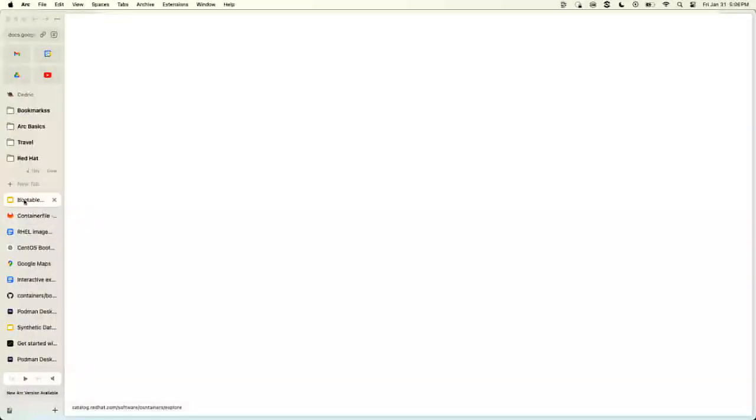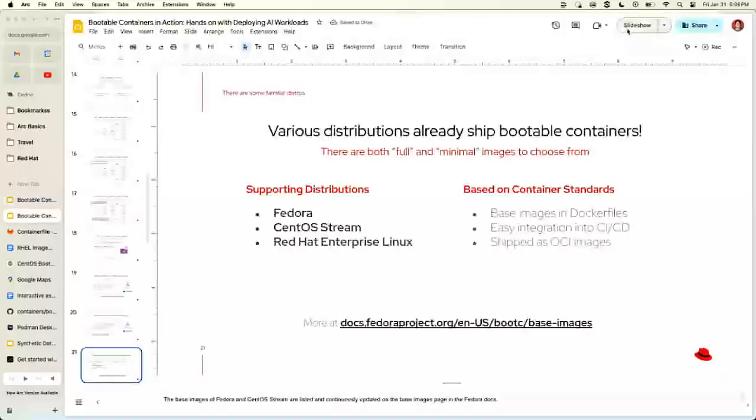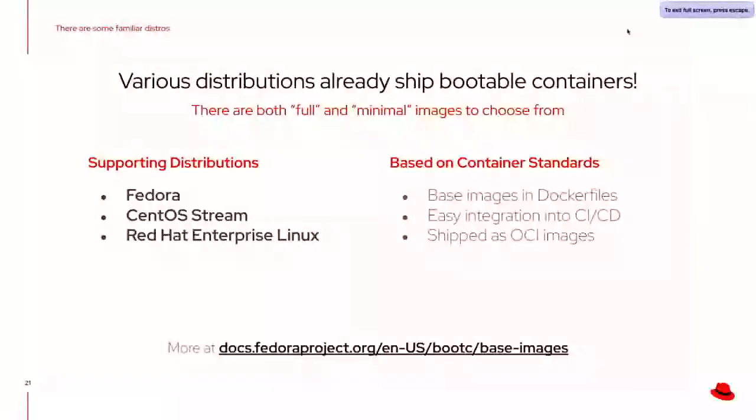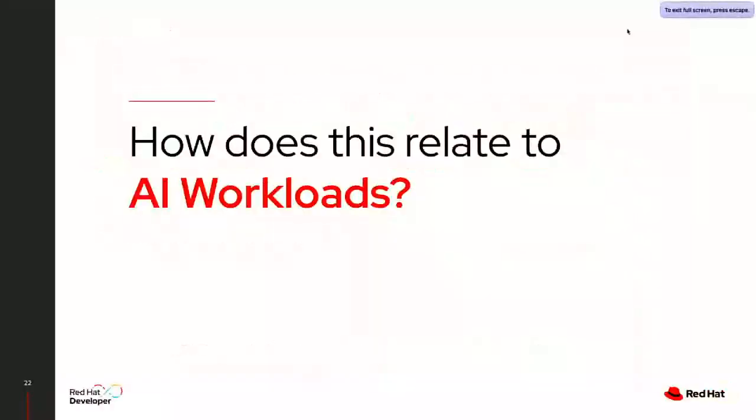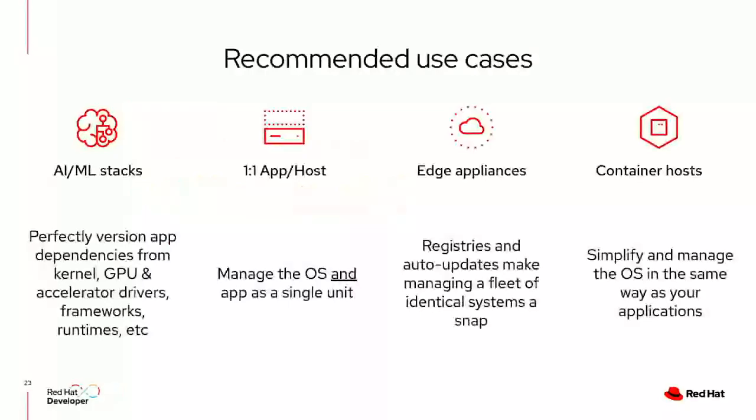But let me hop back over to the slides and see how we actually relate this to AI workloads, which is what I do every day at Red Hat, doing AI specialty tasks and working with customers to get their applications from POCs to actual production, whether it's on an OS like RHEL or CentOS, or in the cloud, for example, with Kubernetes. So, the recommended use cases for bootable containers. A lot of these are pretty standard and you would actually expect this.